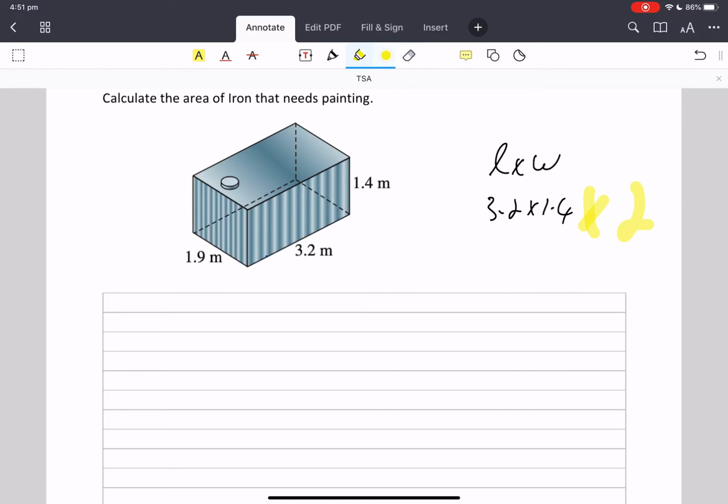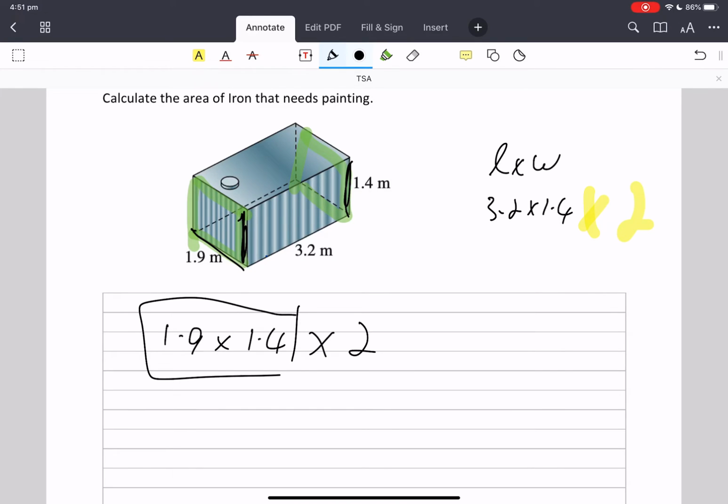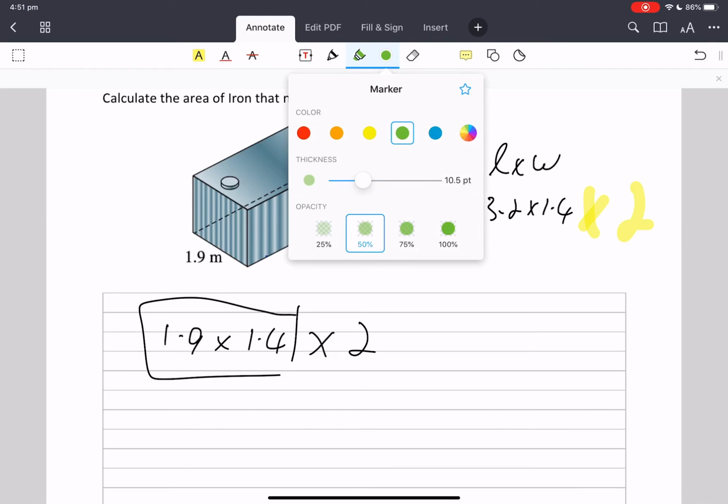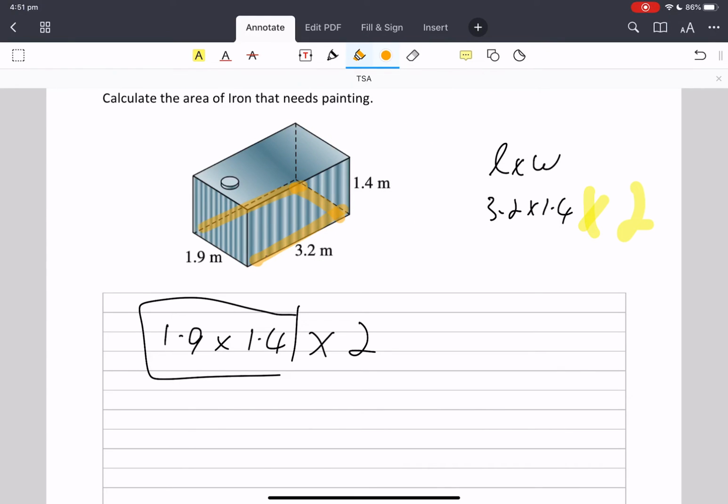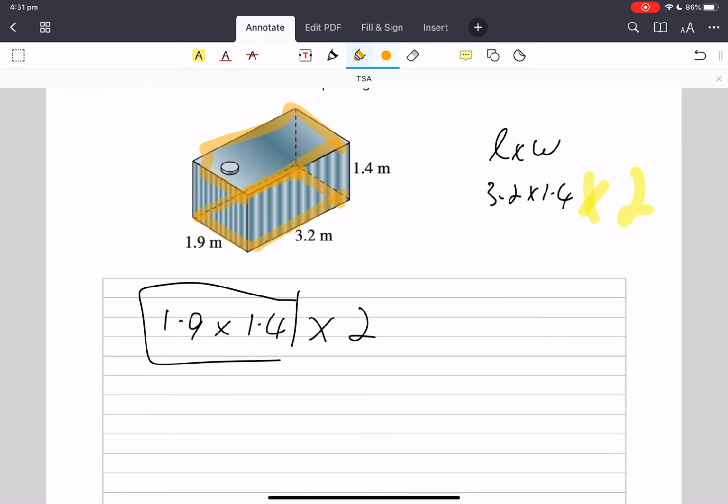You are then going to go, hey, look, there's a rectangle on the front and a rectangle on the bottom. That one would be 1.9 times, how tall is it? 1.4, and there's 2 of them. And then what's the one we haven't done? The top and the bottom. There's a bottom and a top. So multiply them all out, get the areas of each individual one, and then add them together.